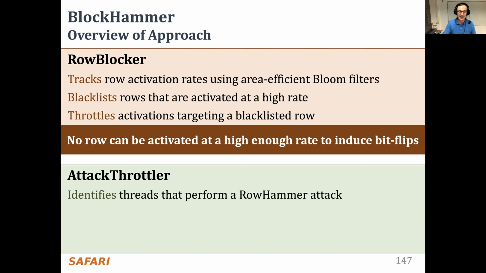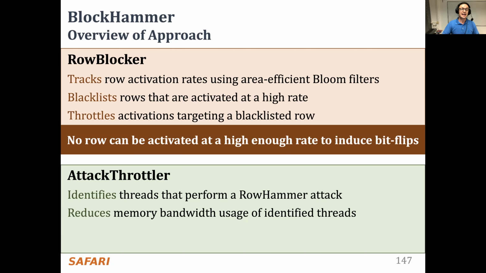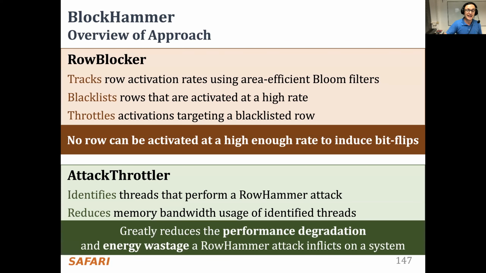Now, AttackThrottler is interesting. It identifies threads that perform a RowHammer attack. It reduces the memory bandwidth usage of these identified threads by throttling them even more, and it greatly reduces the performance degradation and energy waste that a RowHammer attack inflicts on a system. Existing mechanisms can turn a RowHammer attack from a security problem into a performance problem, by increasing the refresh rate, for example. Here, we have an opportunity. By identifying which threads are actually causing this, we can significantly reduce the performance burden on the system. Sometimes the operating system can deschedule and examine those threads, for example.